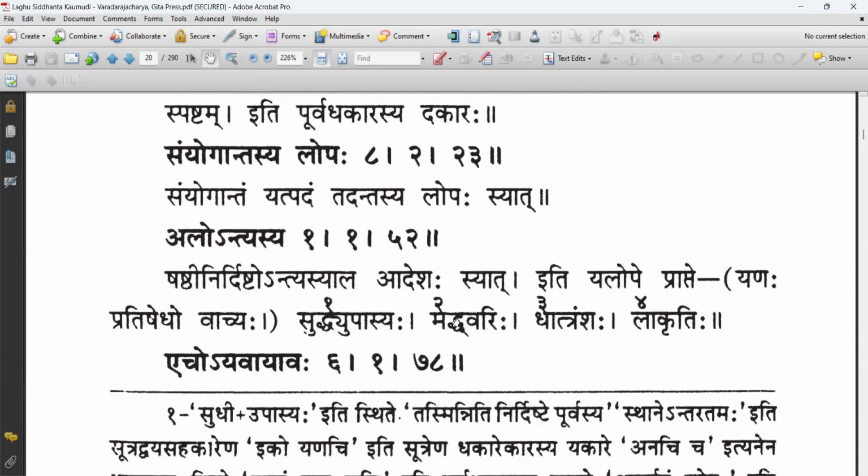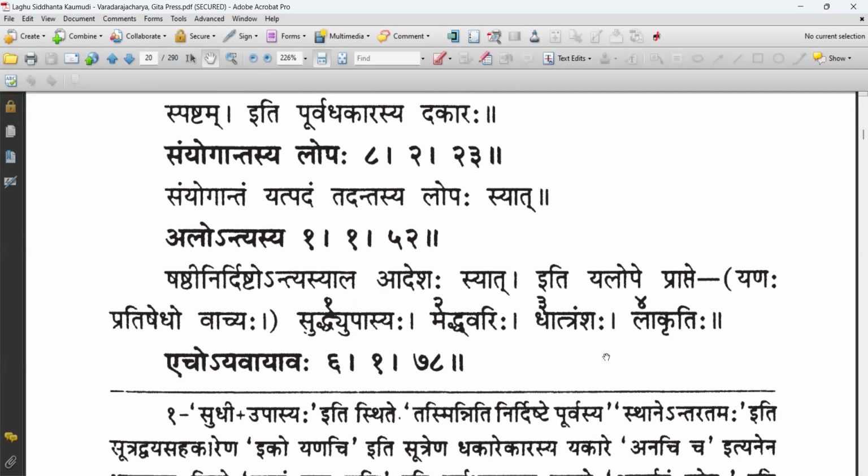Sudhyu, yes, you can see here. Above the Ho Yavayavaha, you see Sudhyupasya. There is a number 1 written on top. So Sudhi plus Upasya gets into Sudhyupasya. You can see the second last line, the second letter. Sudhyupasya.